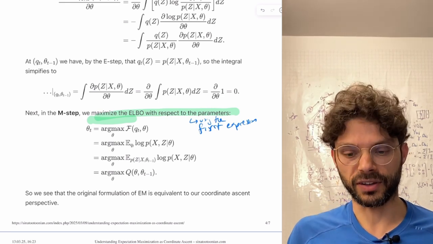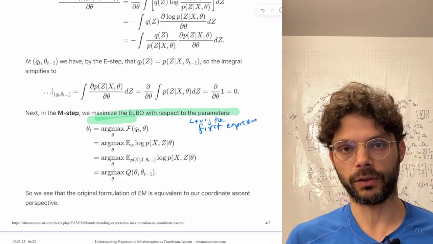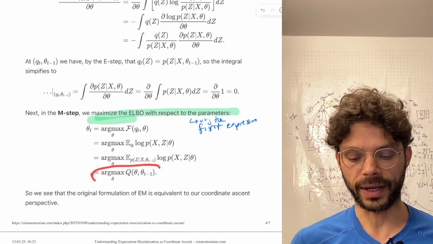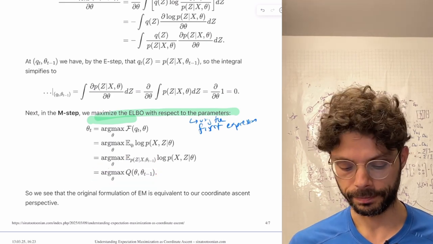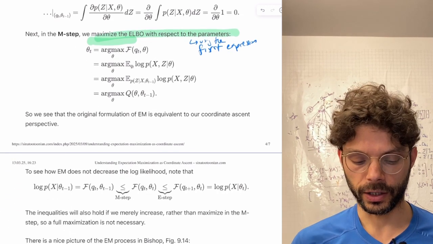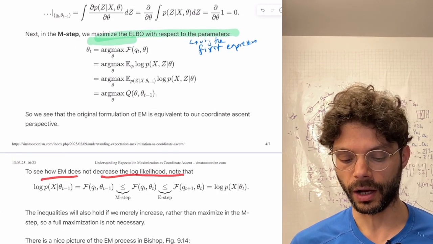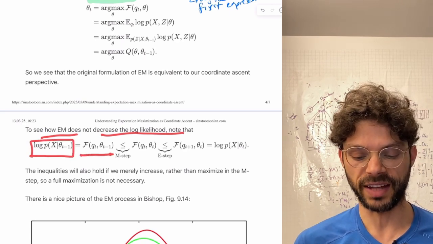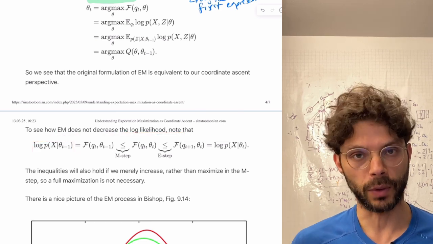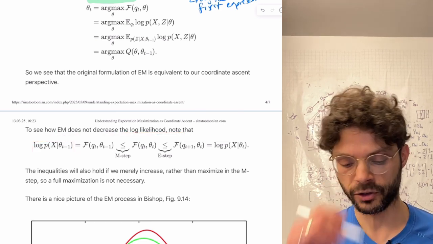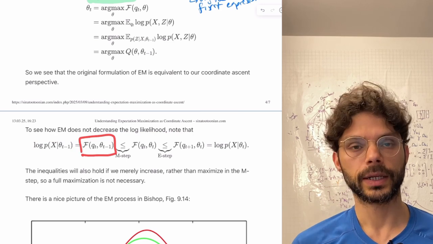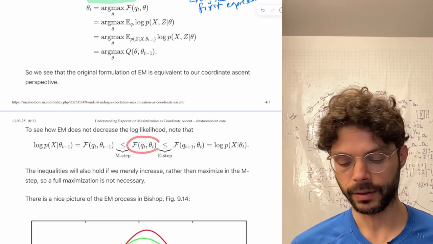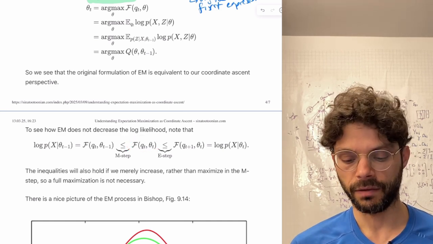But as far as EM is concerned, and as for our application to PCA, we're going to assume that we can do this, and we end up at the exact same procedure as before. Now look at how EM doesn't decrease the log likelihood. Notice that we've got the log likelihood of the previous set of parameters, which was equal to the ELBO because of the way we could set Q arbitrarily to what we needed. Then in the M step we actually increased, hopefully, but we certainly didn't decrease the value of F.